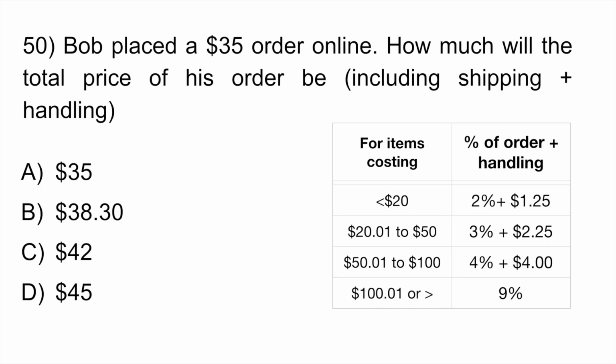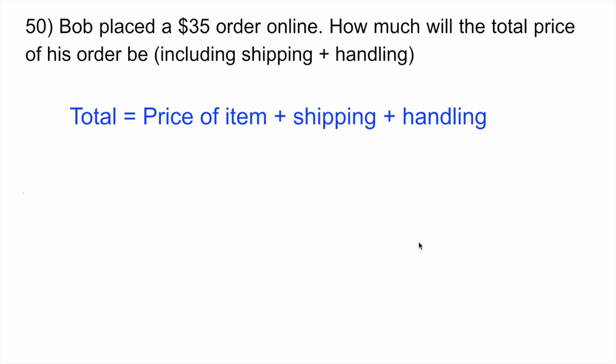Bob placed a $35 order online. How much will the total price of his order be, including shipping and handling? Okay, so what you have to do here is, first of all, find out what the shipping and handling price is based on the item that he bought. He placed a $35 order online, which would be in this category here, this second one. And the total price that he's going to pay is the price of the item he bought, plus the shipping, plus the handling.